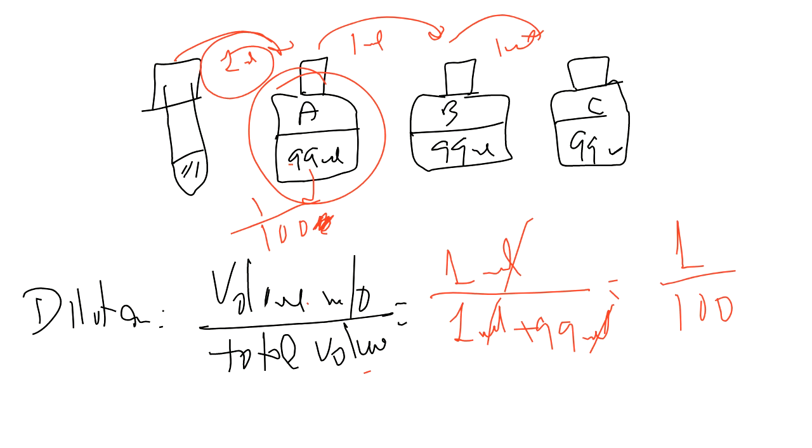The dilution factor from bottle A to bottle B is going to be the same because we're using the same numbers. However, that's not what you want. You want the dilution factor from the original to bottle B. So you're going to have to multiply by the previous dilution. Same here: 1 mil in 99 mils gives you the dilution factor between B and C. That's not what you want. You want the dilution factor between original and C. So now you're going to have to multiply by the previous dilution.